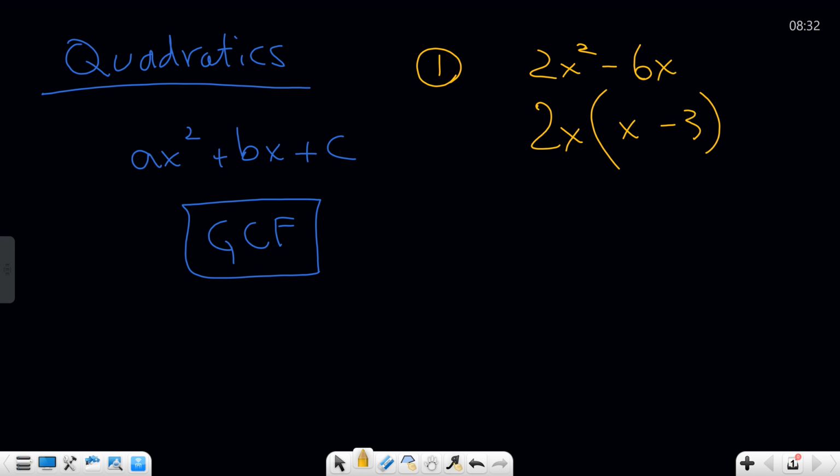Now, why do we care about that? Well, number 1, it's going to make your life a lot easier. Number 2, later on when these become equations, it will make your life easier solving because now we have two things that multiply together to give you some other number. But we'll get to that later. Okay?